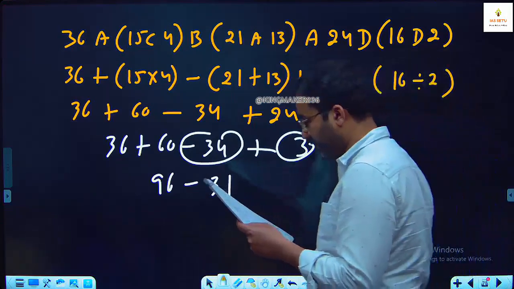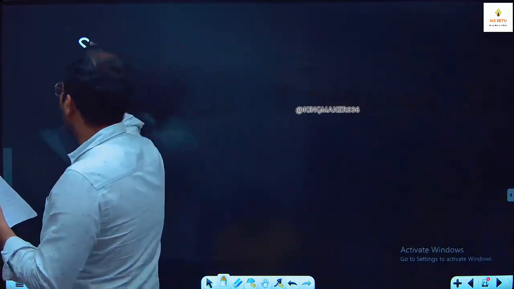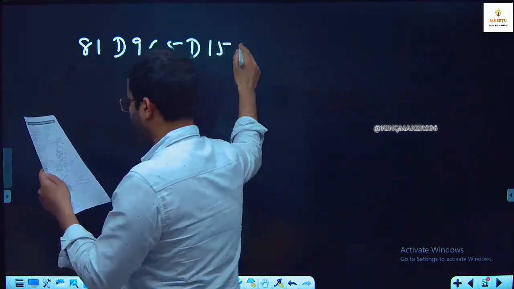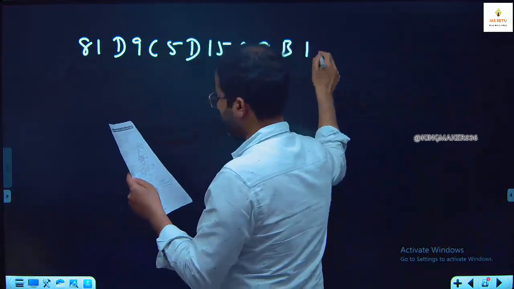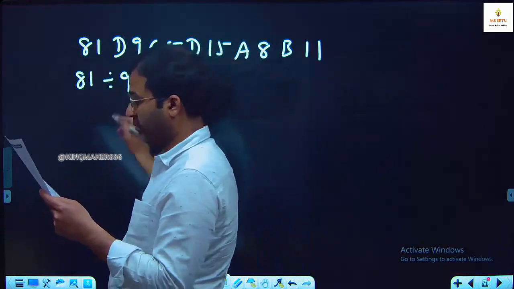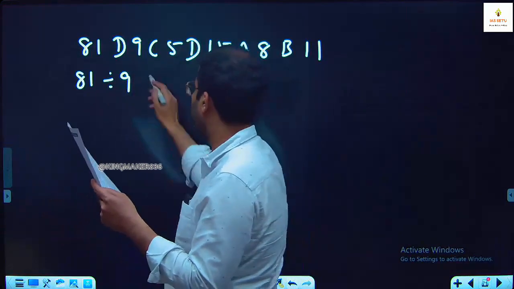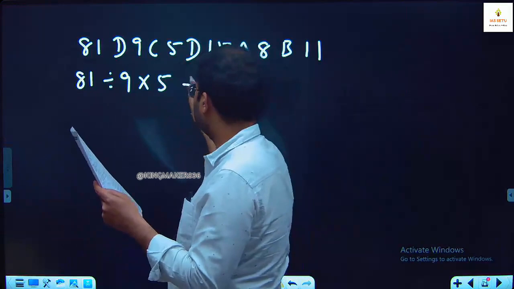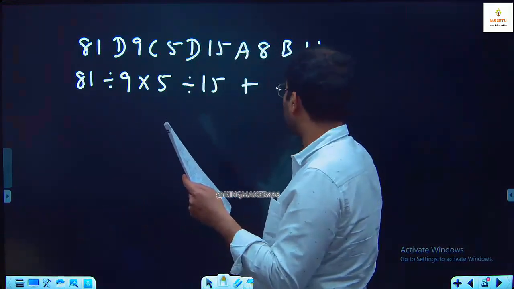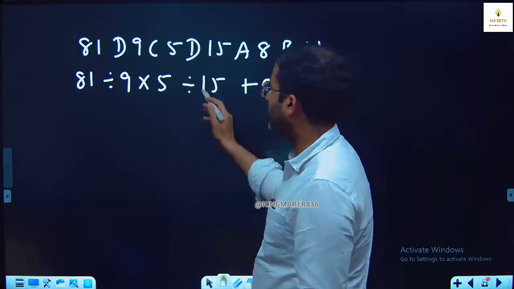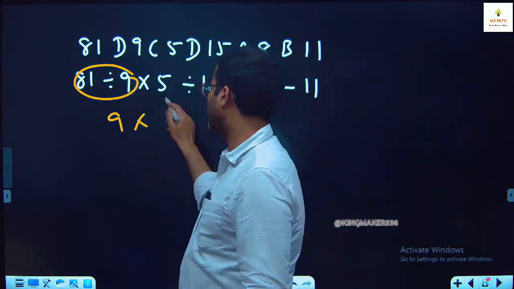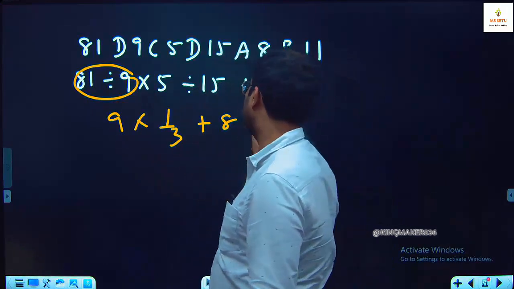क्वेश्चन नंबर 8. 8 is 81D 9C 5D 15A 8B 11. D means division. 81 divided by 9. C means multiplication. D means division. A means addition. B means subtraction. तो पहले सब डिवीजन. दो डिवीजन है. ये तो आ गया 9, ये हो गया 1/3 प्लस 8 माइनस 11.